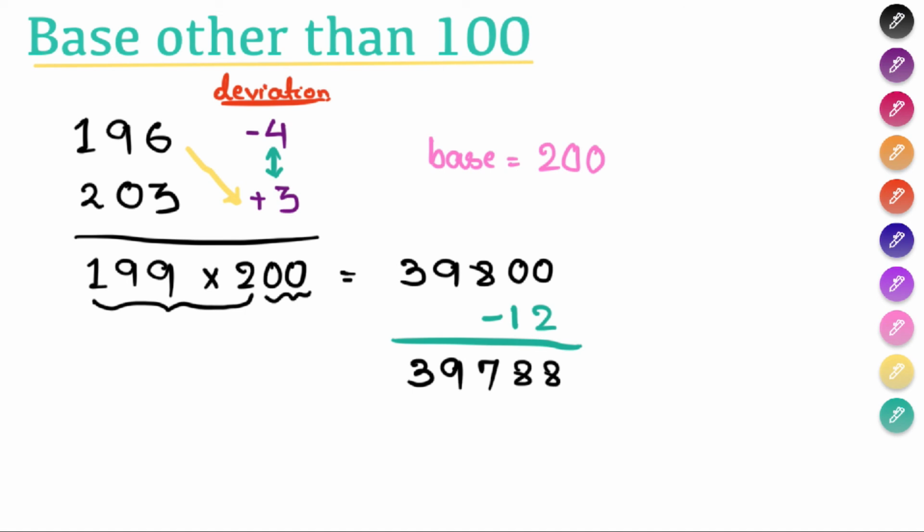Now let us try to do this in our mind. I mean, without doing all these multiplications and subtractions on paper, let us try doing that in our mind. Suppose I take an example, 197 into 198. So clearly, after doing so many examples, we can say that the base should be 200 and the deviations will be minus 3 and minus 2.